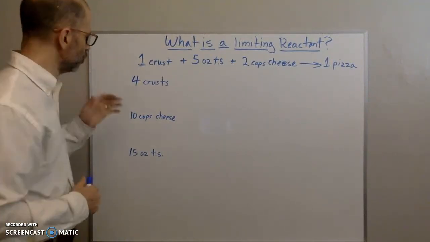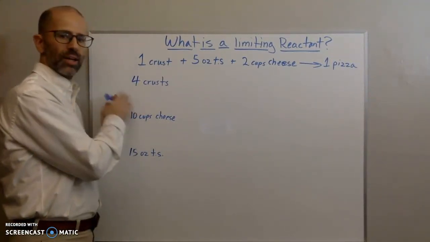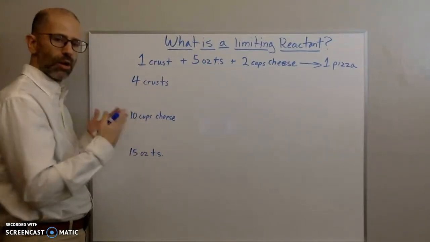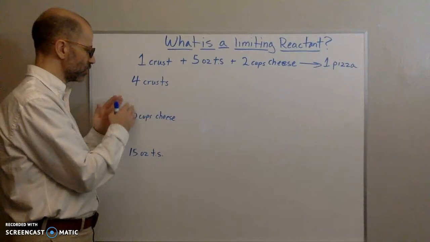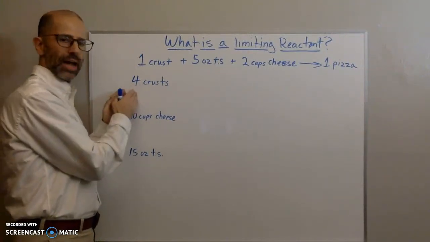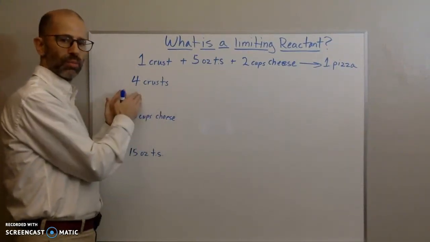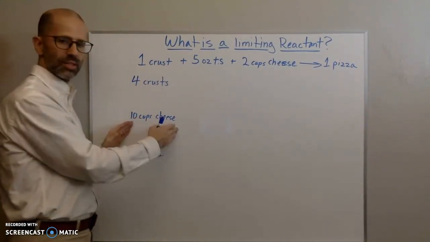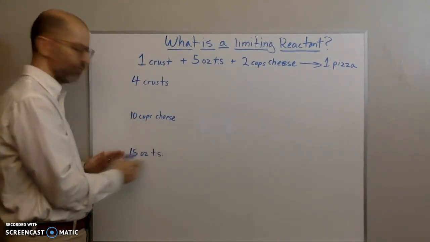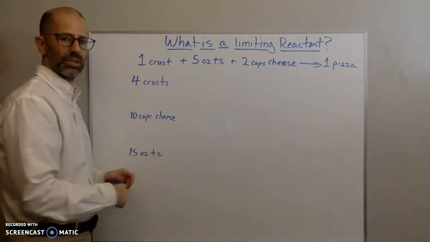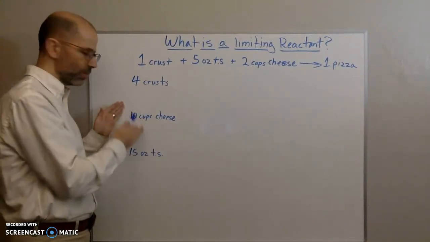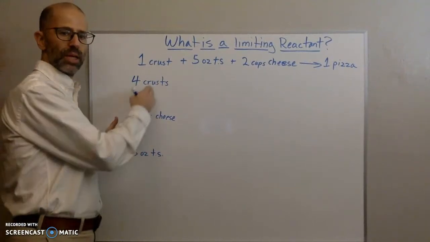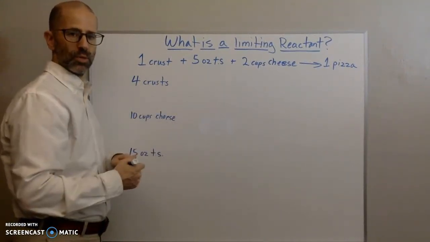So what we can do is calculate the amount of pizzas that I can make theoretically from each of these. How many pizzas could I make from 4 crusts if I had everything I needed, or 10 cups of cheese if I had everything I needed, and 15 ounces? What's the number of pizzas I can make from each of these ingredients? And then we can see from each of these the number of pizzas that we can make.